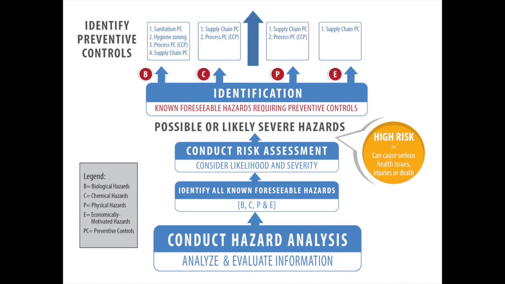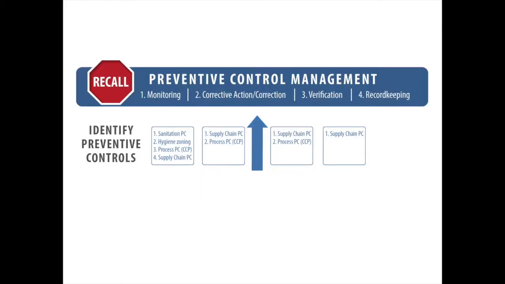Preventive controls may include process, allergen, sanitation, and supply chain preventive controls. Management of these preventive controls and the strict requirements with regard to monitoring, corrective action, correction, verification, and validation, as well as record keeping, will be discussed.